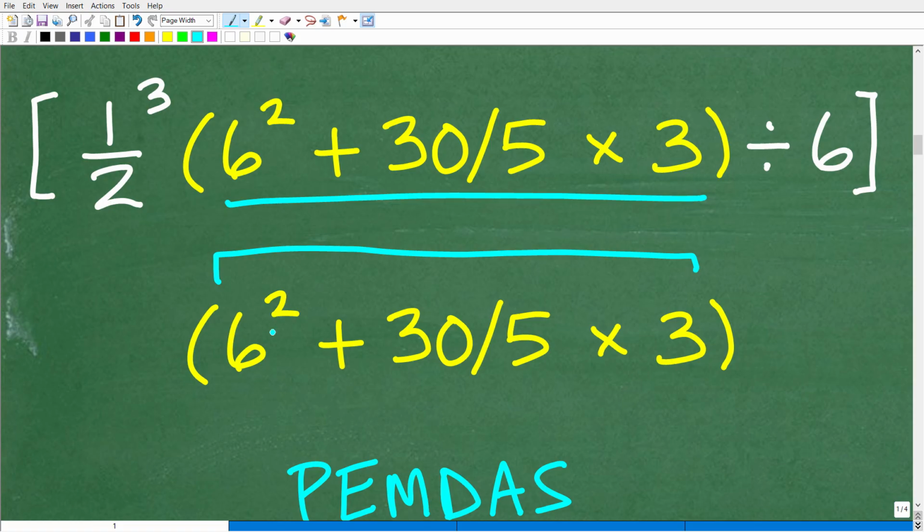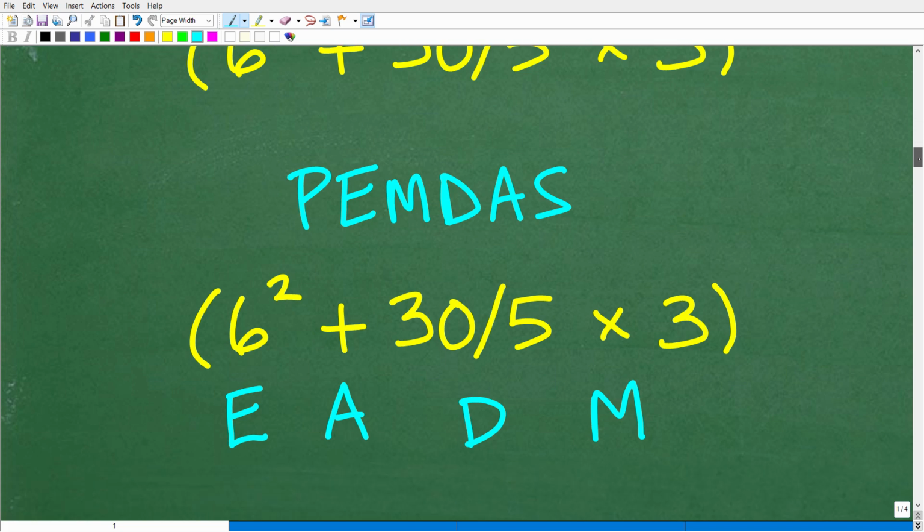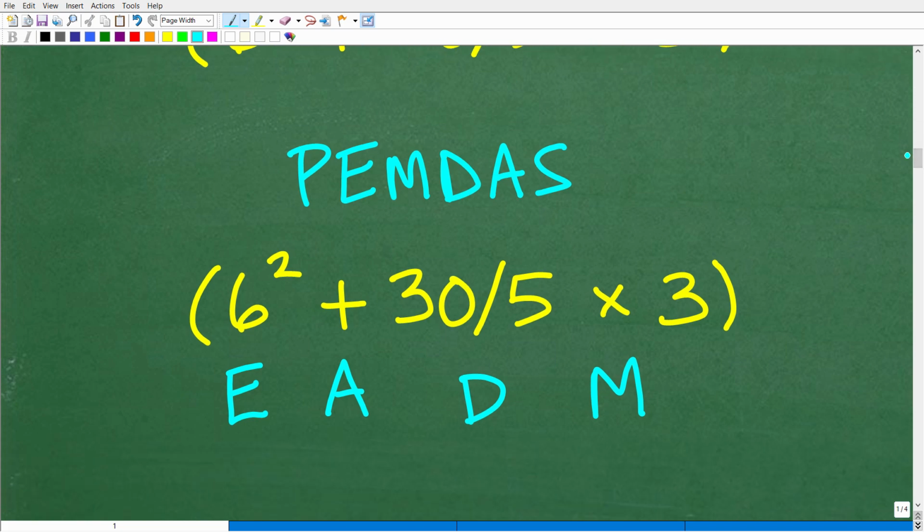So here we have 6 squared plus 30 divided by 5 times 3. What is going on here? Well, we have to go back to our lovely Dear Aunt Sally, or PEMDAS checklist, and consider the different operations. What do we have? Well, of course, we're working inside parentheses. So the next thing is, do we have powers? Do we have exponents? Yes, we do, right here.